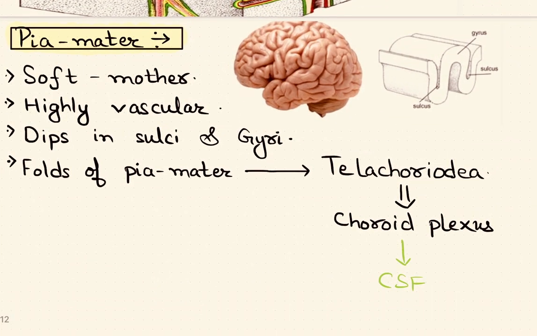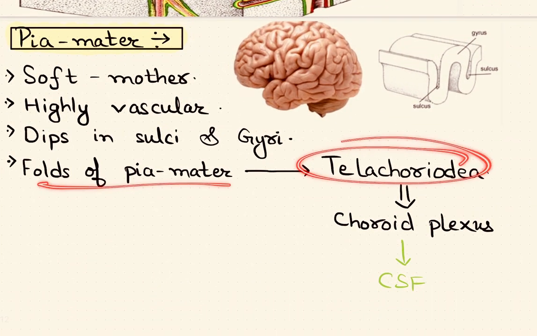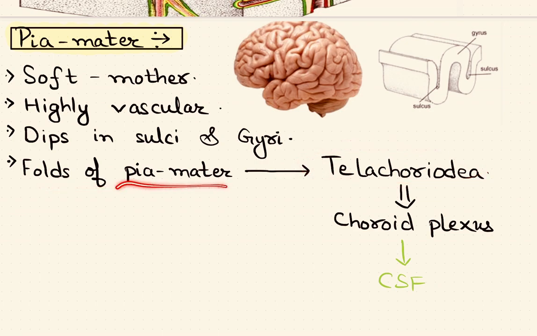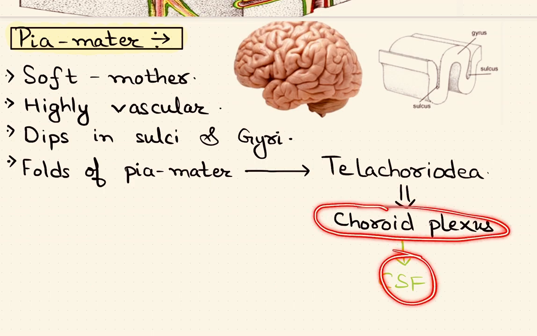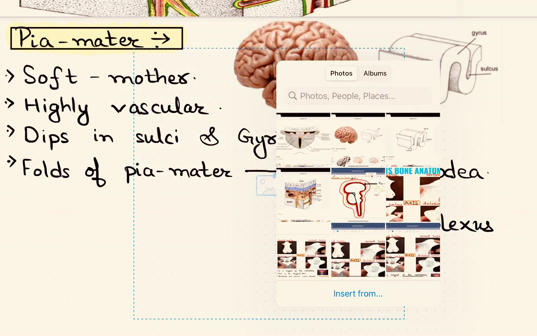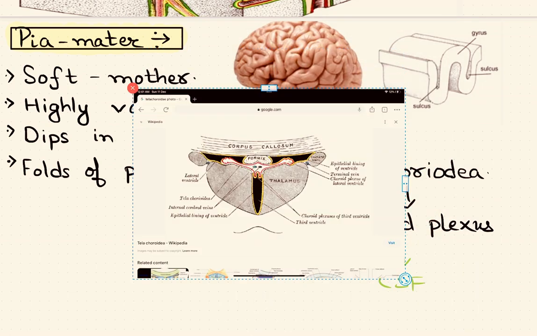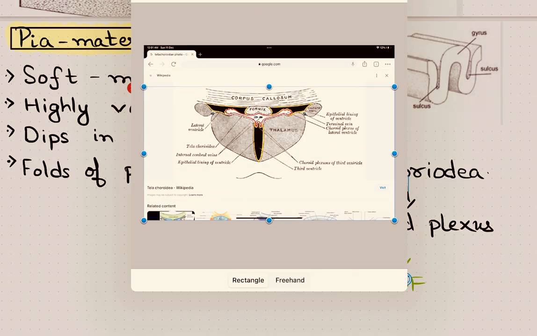Now in the pia mater, we also find some tela choroidea. These are extensions of the pia mater, and when these extensions, known as tela choroidea, get covered with ependymal cells, they are known as the choroid plexus, which secretes the cerebrospinal fluid. I will bring a diagram of the tela choroidea here to make you understand it well.